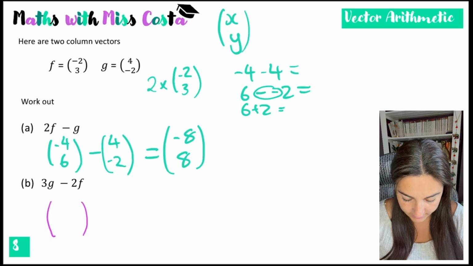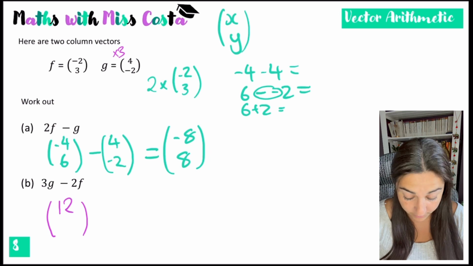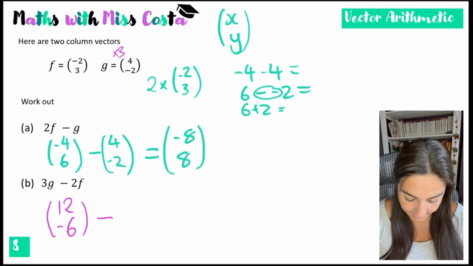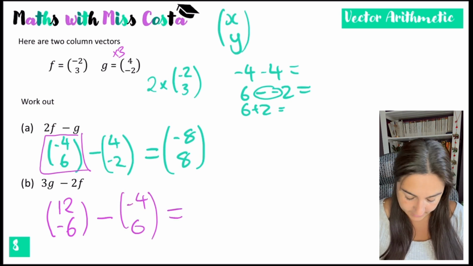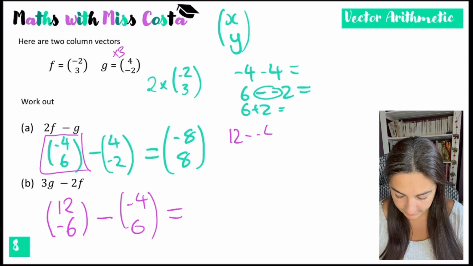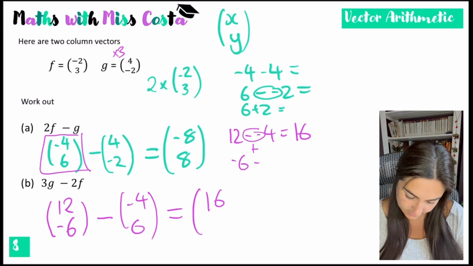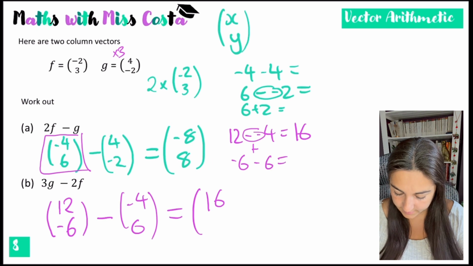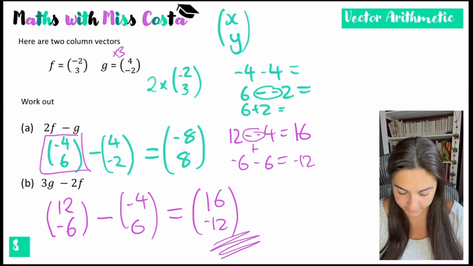Okay, now we've got 3g. So if g is (4, -2), 3 lots of that would be 3 times 4 is 12, and 3 times -2 is -6. And I take away 2f. Well, I've already worked out what 2f is, so I could just write it here. And then I just subtract. So 12, take -4 is 16, because a negative and a negative becomes a positive. And then -6, take 6 is -12. And that's all you do for your vector arithmetic.